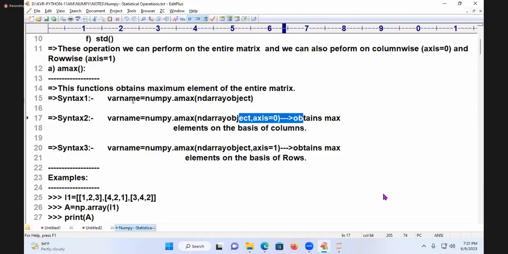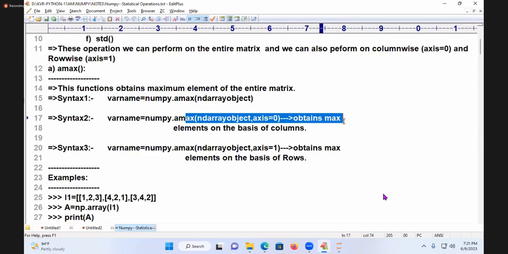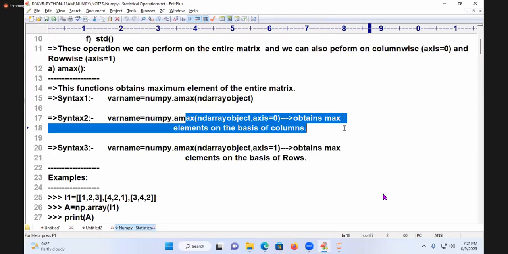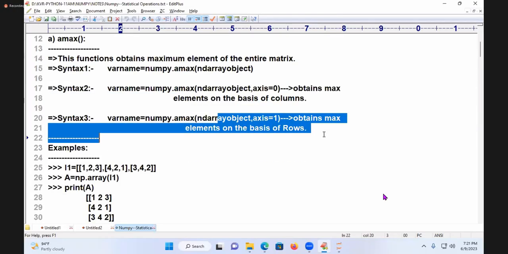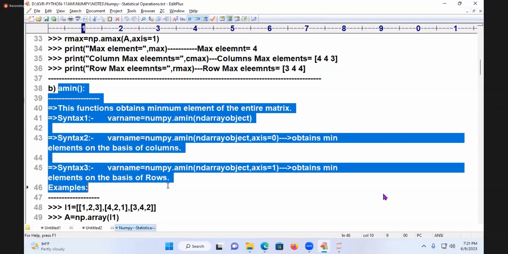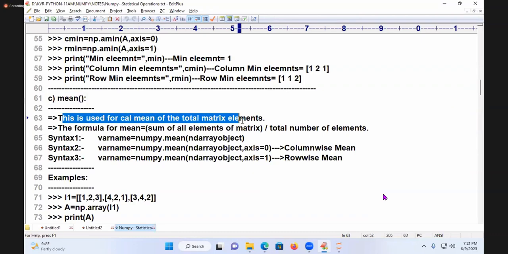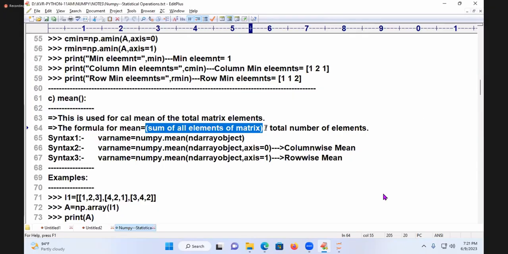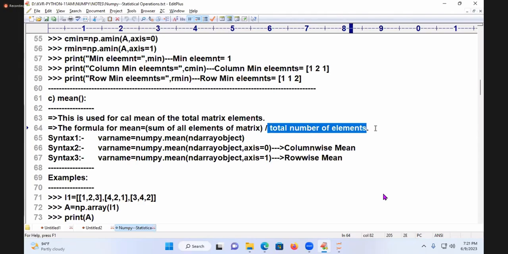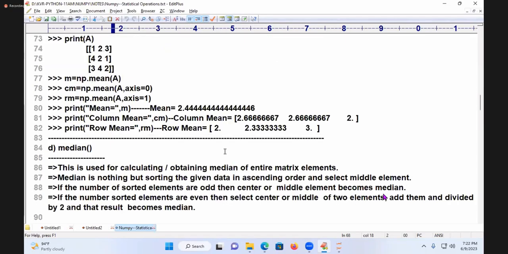Axis 0, axis 1. This function is used to find the maximum of the entire elements. Axis equal to 0 obtains the maximum element on a column basis, axis equal to 1 on a row basis. Examples. A mean, same to same. Come on, next mean. What is that? Used for obtaining the mean of the matrix. Formula: sum of all elements of the matrix divided by the total number of elements. Mean of total, axis 0, axis 1, column wise mean, row wise mean.